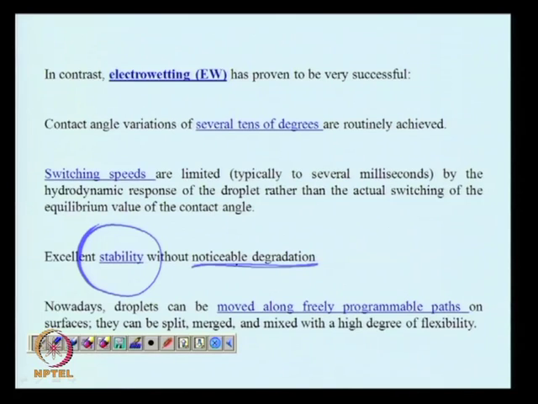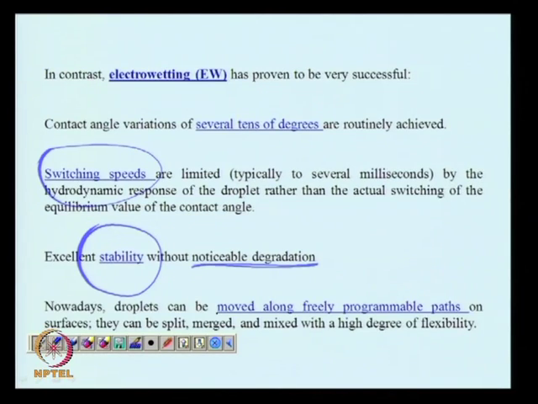So, as long as we have a very stable surface which is reproducible and where you do not see much degradation over repeated use, with a reasonable switching speed, this essentially tells us that electrowetting will definitely be the method of choice for such operations. And we see nowadays that droplets are moved freely along a programmable path.